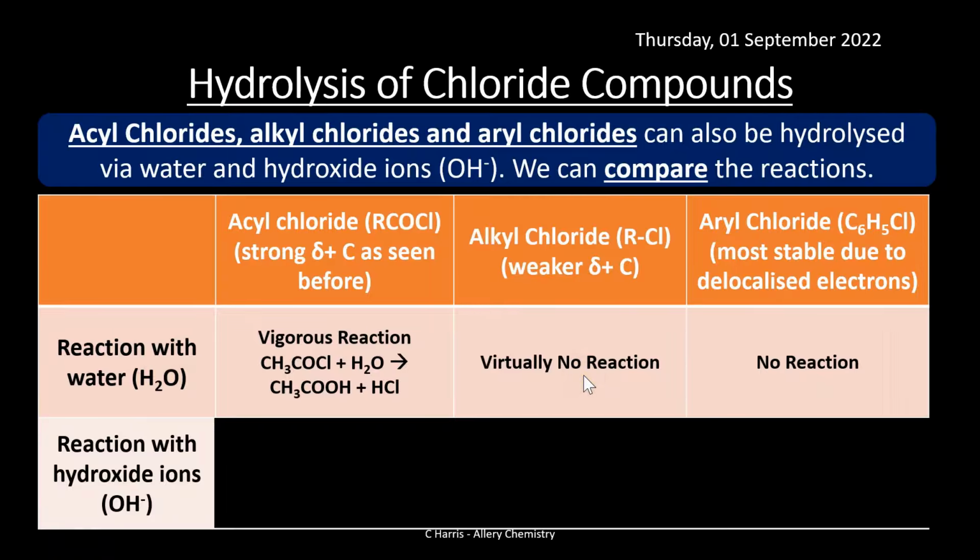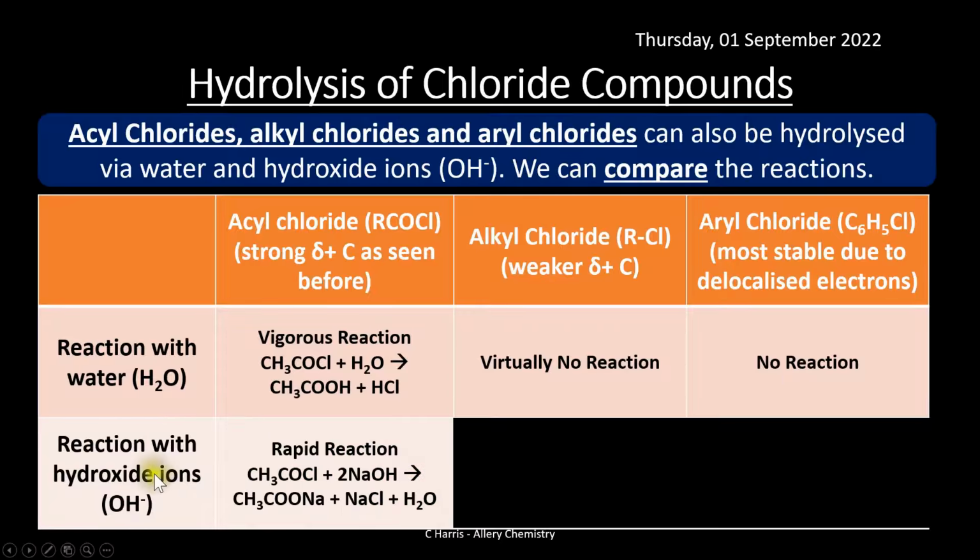Aryl chlorides are the same. This is the most stable. So you'll remember from topic 32 when you've got a chlorine, so an aryl chloride, so this is chlorobenzene, for example, that actually the electrons from here kind of delocalize into this ring, the benzene ring. That makes it quite stable. It's not really very reactive at all, so you don't get any reaction.